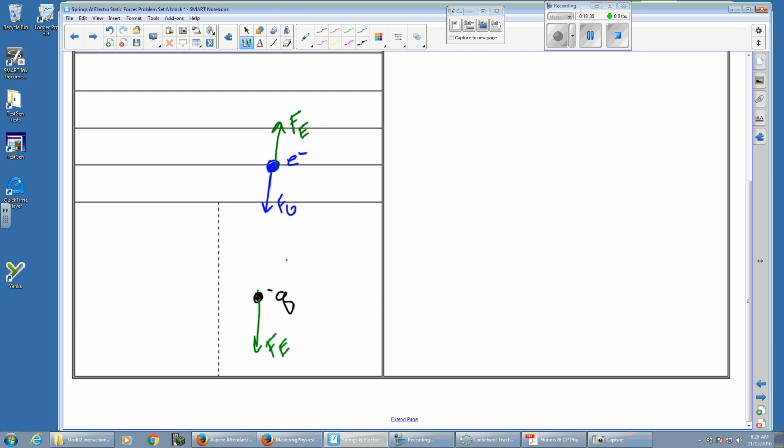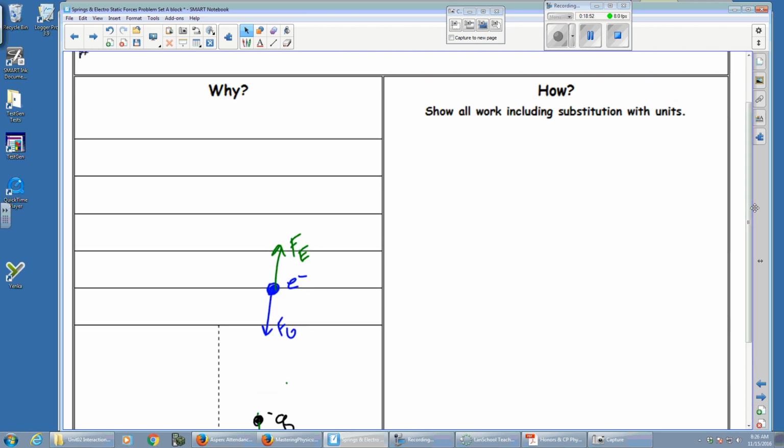now are the two forces on the electron going in opposite directions? Yes. Success. Yay! There was much rejoicing. So we've got it positioned so I don't even need to say the electron has to be above the charge because I've shown that in my diagram, right?